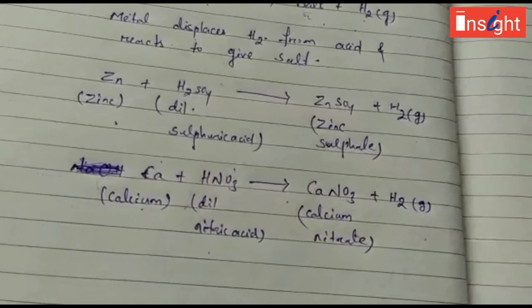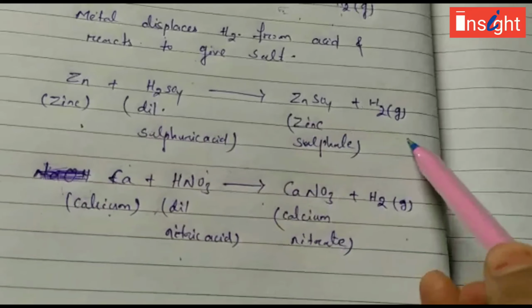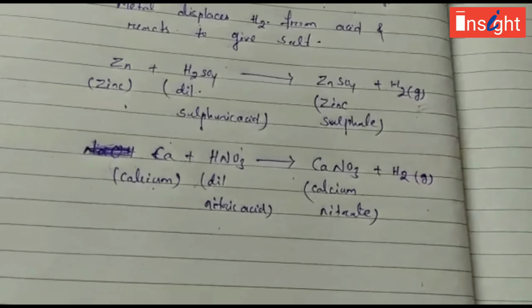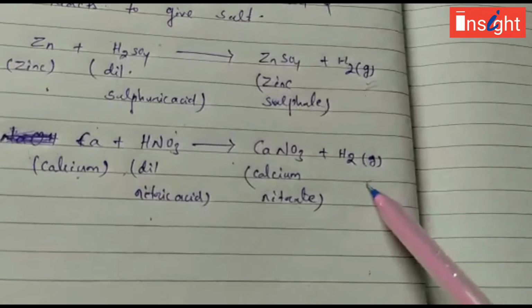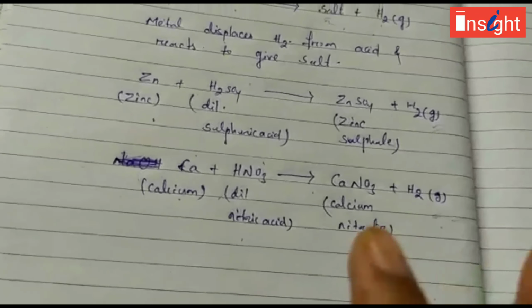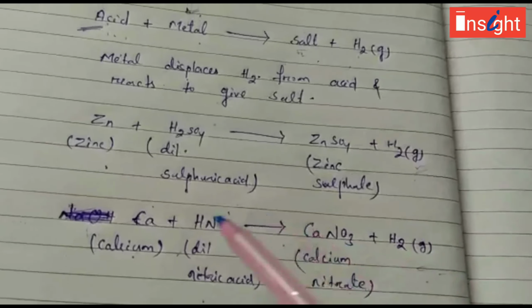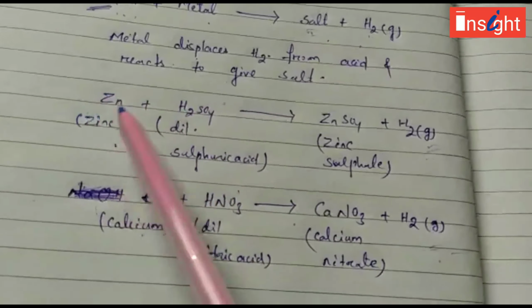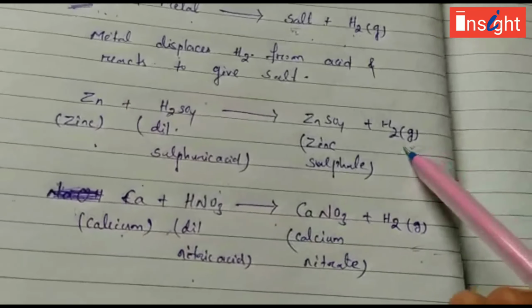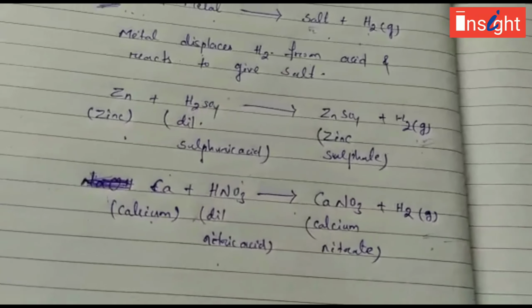So here also we are seeing that hydrogen gas is coming out. Here also hydrogen gas is released. So how will we come to know that when a metal reacts with an acid, we are getting hydrogen gas? How will we come to know?